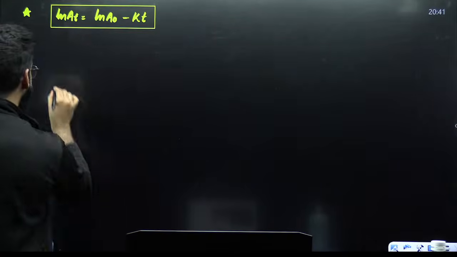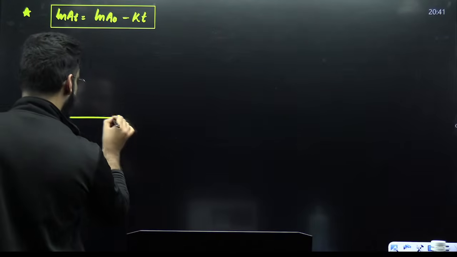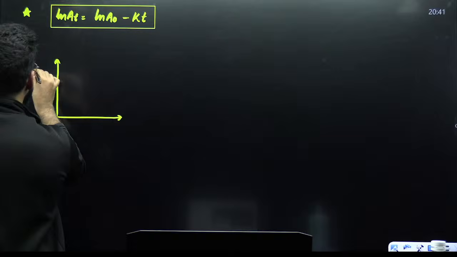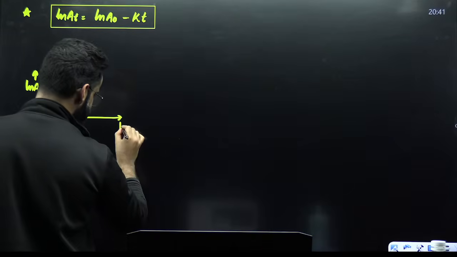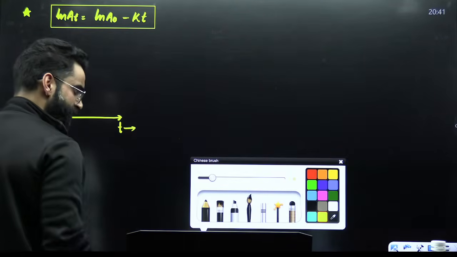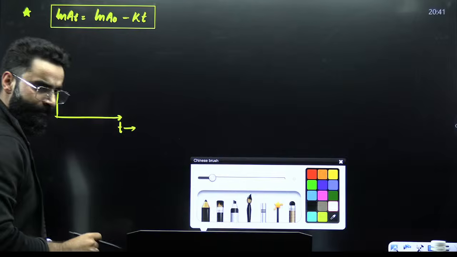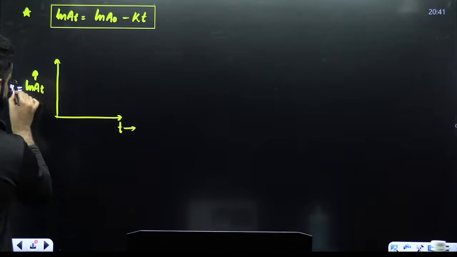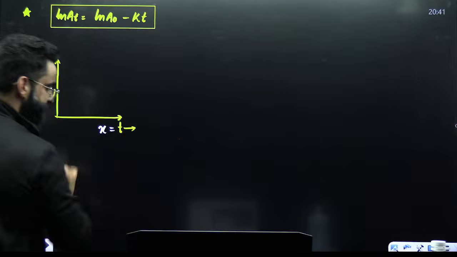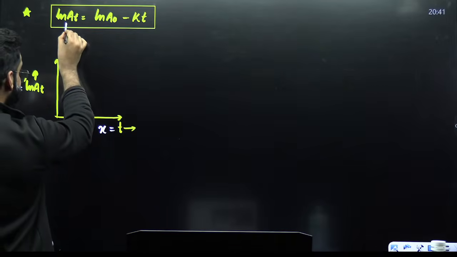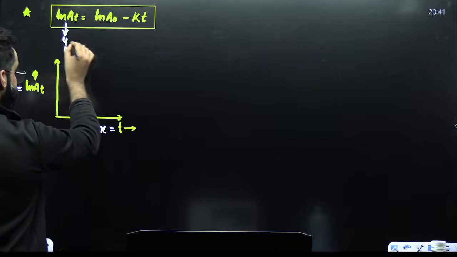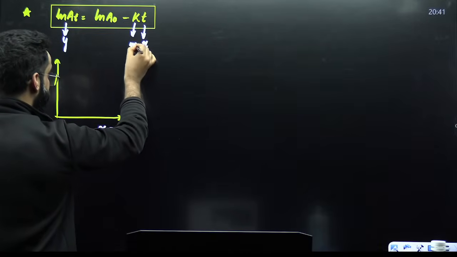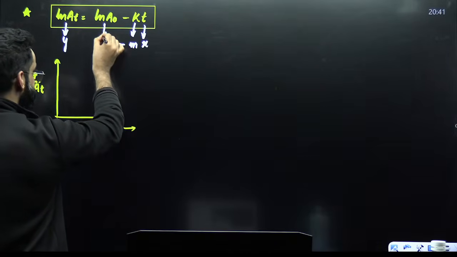And you have to plot a graph between what? You have to plot a graph between ln At versus t. Look carefully: ln At you are plotting along the y-axis, and t along the x-axis. This automatically becomes your m. The sign here is minus. This is what I call c.